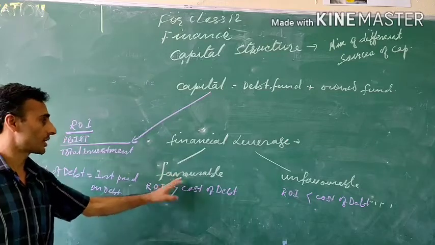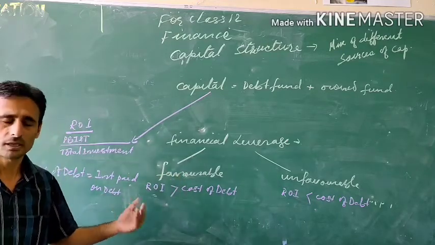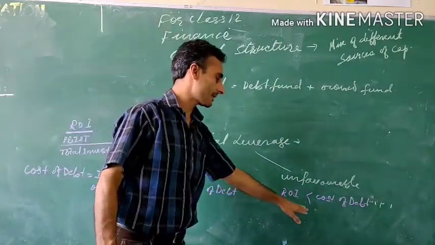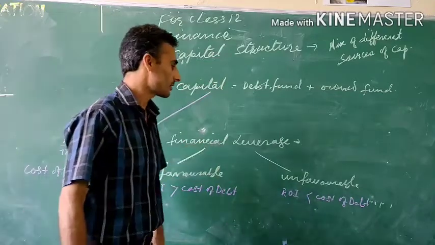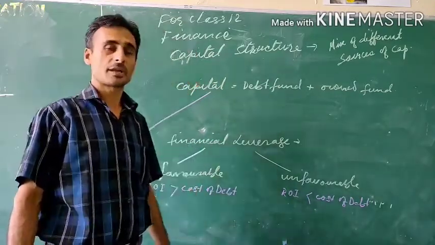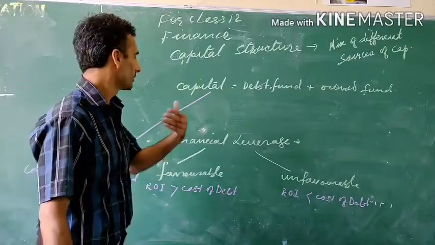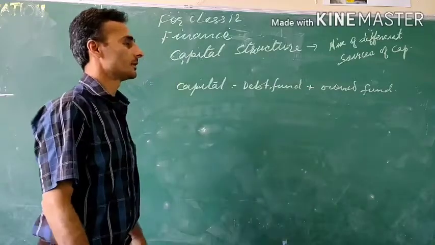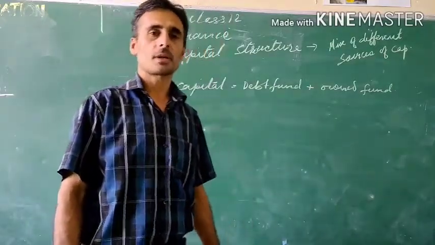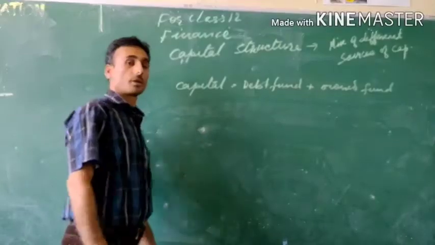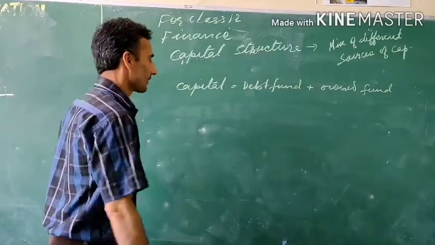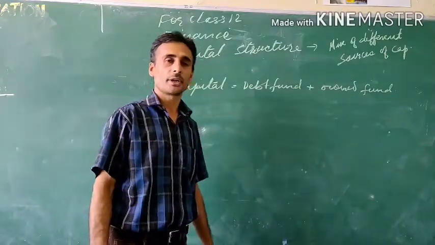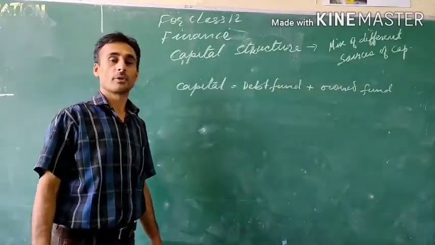It is favorable because it will increase your wealth. It will increase the wealth of the shareholders. Whereas if ROI is less than cost of debt, then that will not be favorable because that will not maximize the wealth of the equity shareholders. What amount of debt should be used in the capital structure of a company depends on a number of factors, right? But the reason for using the debt fund in the capital structure of a company is to maximize the wealth of the shareholders.